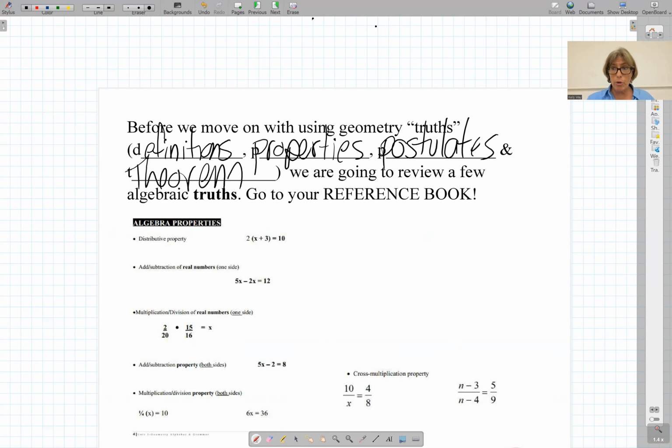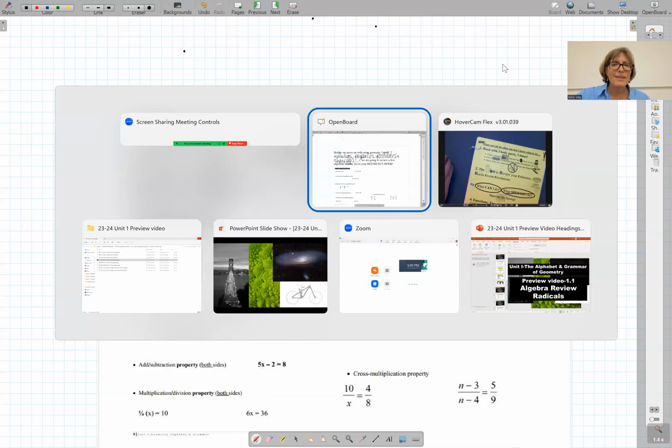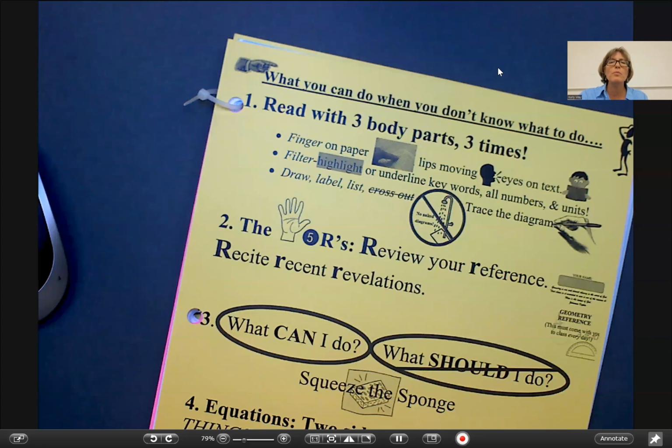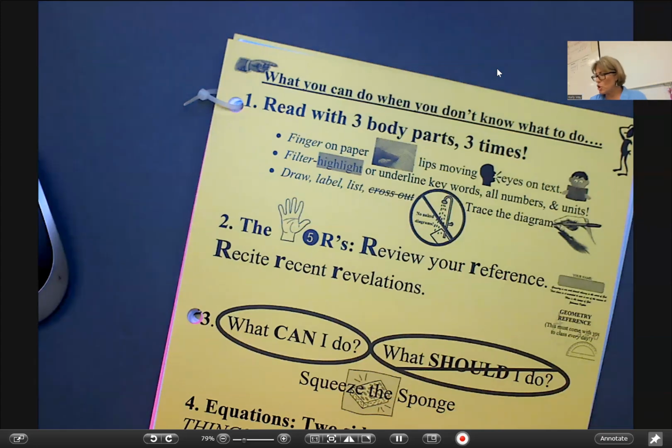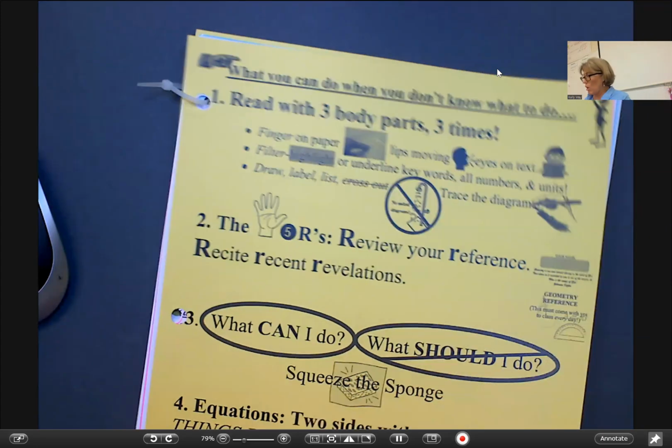Ready? I'm going to show you where they're at, and then we're going to summarize some algebraic truths that we're going to use in class. So right now, find your reference booklet. Go ahead, go to your reference booklet, and let me show you where those truths are.